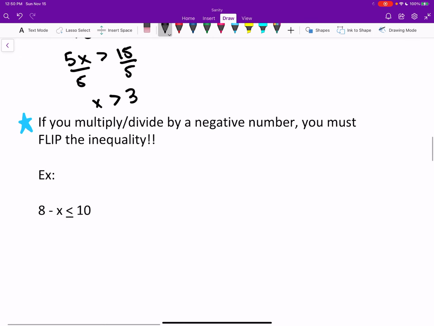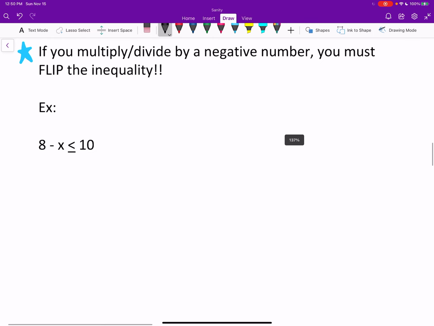Also, last thing for this video, if you multiply or divide by a negative number in your inequality when you're trying to solve for this thing, you must flip the inequality. And we'll talk more about exactly why that happens, but just make a little note that if you multiply by a negative number or a negative 1 or a negative 5, you have to flip that inequality.